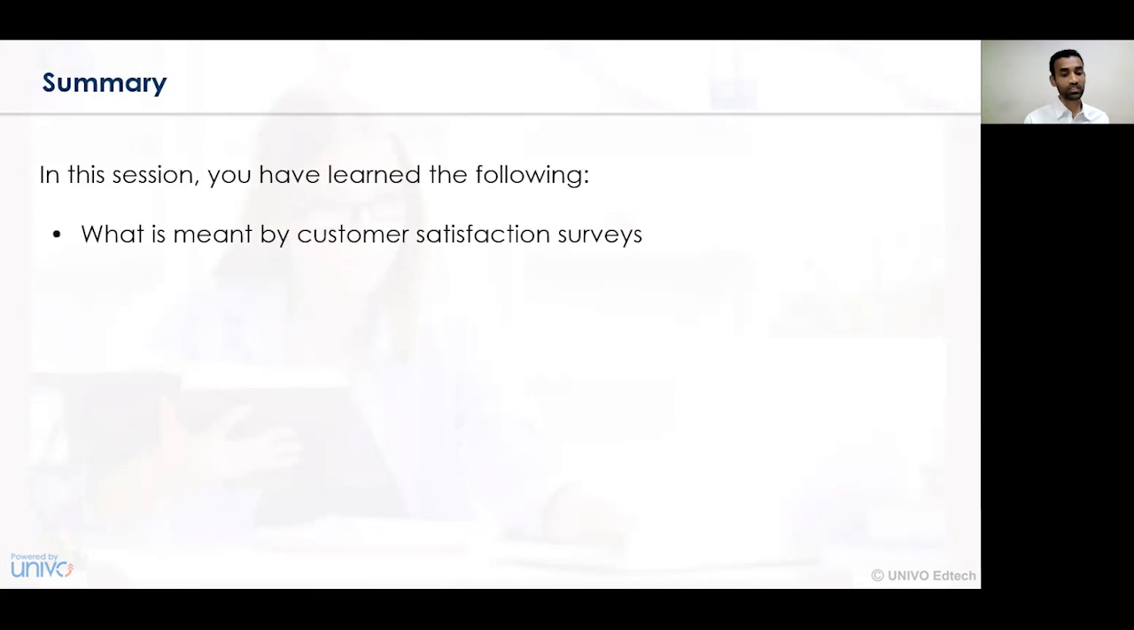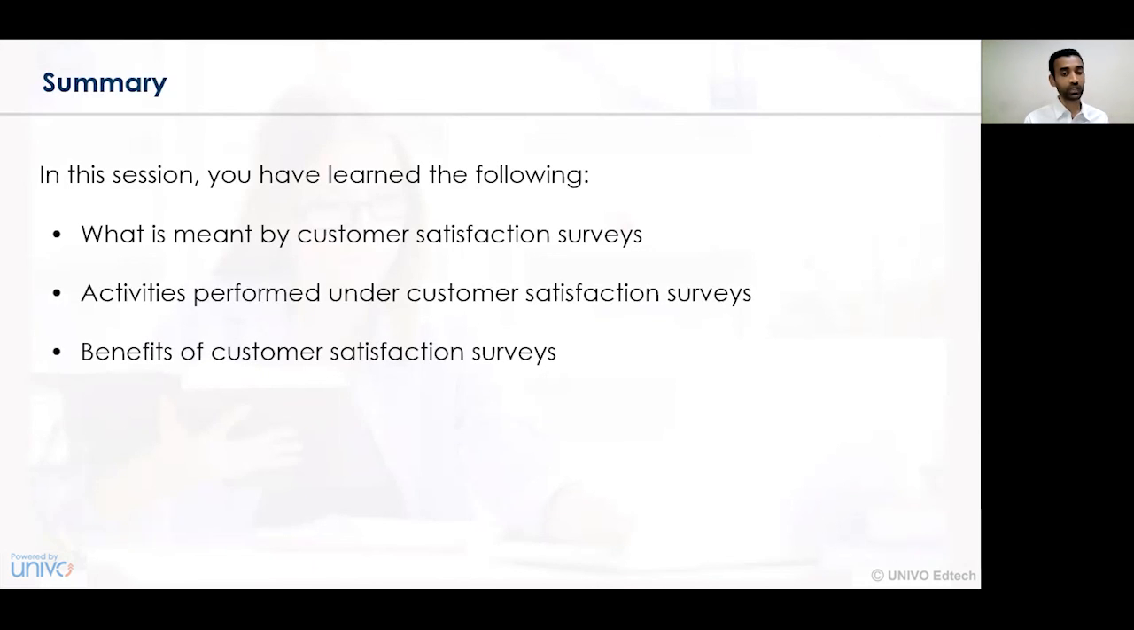Now let's summarize what we have learned in this particular session. In this session, we have understood what we mean by a customer satisfaction survey, what are the various activities that are performed under the customer satisfaction survey, and what is the benefit of conducting a customer satisfaction survey. And simultaneously, we have also understood what are the various examples of conducting a customer satisfaction survey.